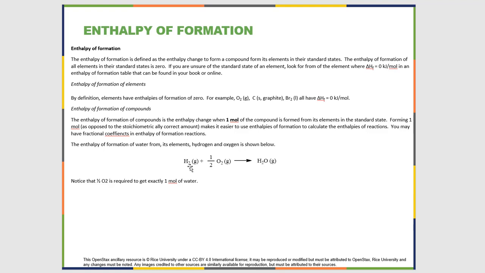The enthalpy of formation of hydrogen is 0. The enthalpy of formation of oxygen is 0. Notice that we have a weird thing here. We have a fractional coefficient. We have half of an O2. That's because there's 1 oxygen in water. Note that the stoichiometric coefficient of water has to be 1, because we're forming 1 mole of product. In order to form 1 mole of product, we have to use half of an O2. So fractional coefficients are allowed in enthalpy of formations.